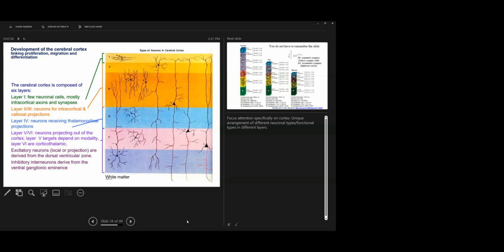Okay, you don't have to remember this slide. I just want to show how complex the cortex is. So the cortex is a complex layer. It receives inputs from different parts of the brain.